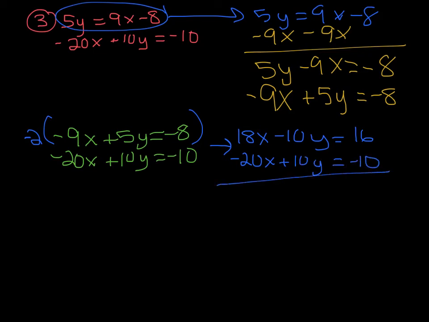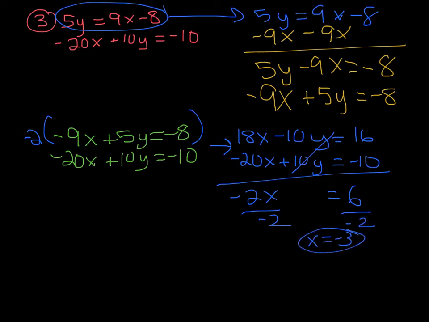Now I'm going to add straight down. So 18x minus 20x is negative 2x. Negative 10y plus 10y is 0, so I'm going to cancel it out. I bring down my equal sign, and I get 6. The last step on this part of the problem is to divide both sides by negative 2, which gives me an answer of x equals -3. So now I have a little bit more work to do. I have to find the y.